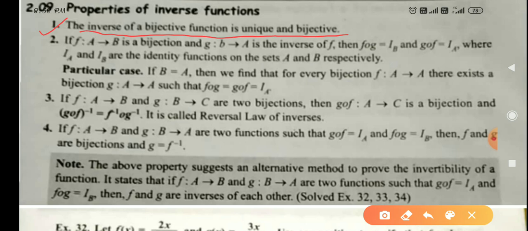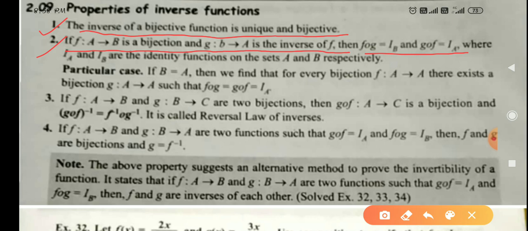Next point is coming, the second property: if f such that A to B is a bijection and g such that B to A is the inverse of f, then fog equals I_B and gof equals I_A, where I_A and I_B are the identity functions on the sets A and B.